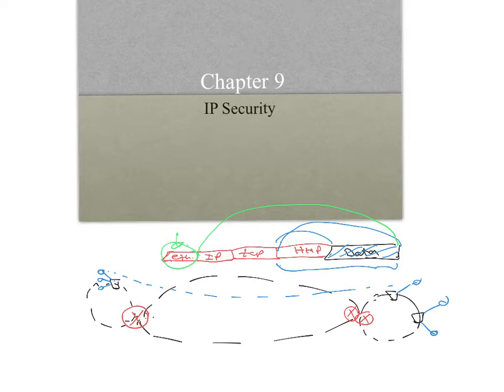Okay? So you might ask, we talked about network access security, which means all of this is secure and encrypted and everything. Why then do we need IPsec? Why do we need TLS?